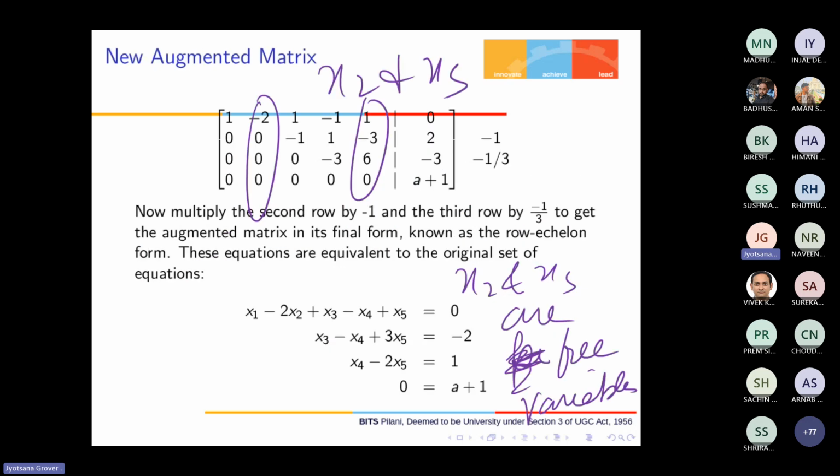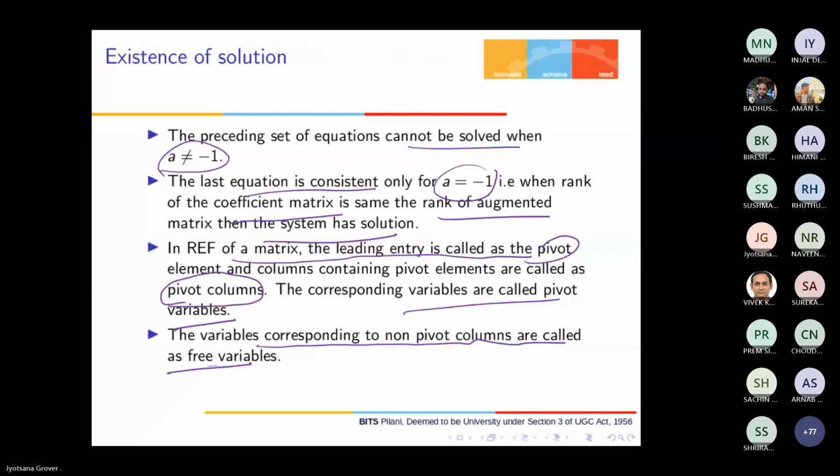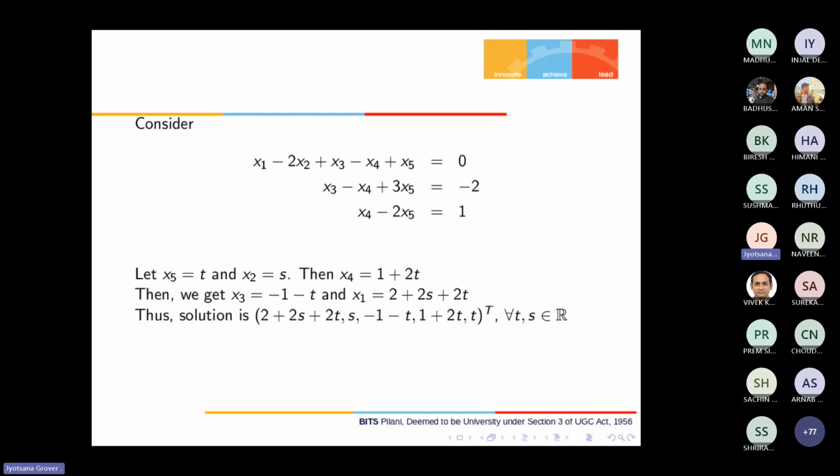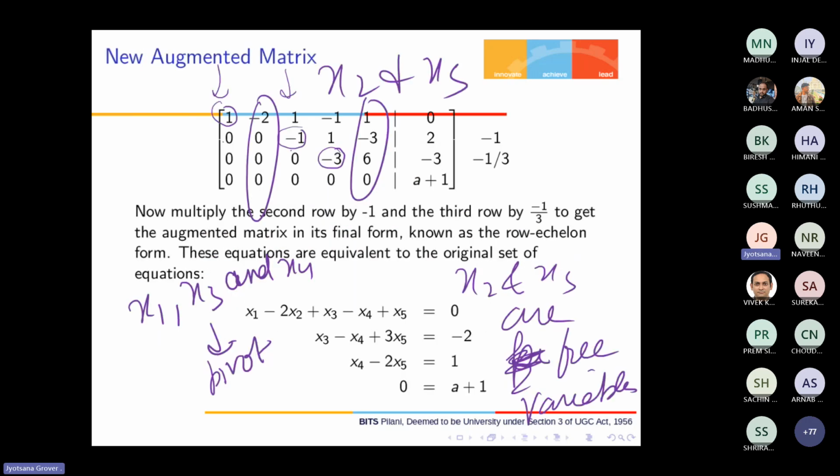X2 and X5 are free variables, and X1, X3, and X4 are the pivot variables because they correspond to pivot columns. This is a pivot column because it contains the leading entry of row 2. This contains the leading entry of row 1. And this contains the leading entry of row 3. So X1, X3, and X4. Okay, you have a solution. Great. I thought we didn't have a solution. So X2 and X5 are free variables.